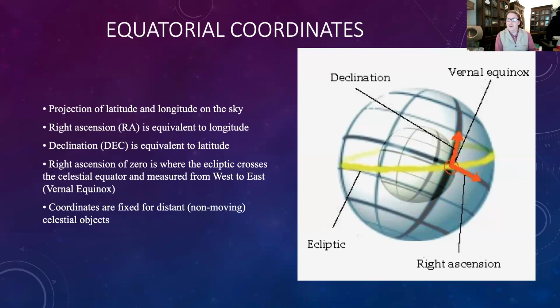And so unlike all of the other coordinates, right ascension is actually given in hours, minutes, and seconds, as opposed to degrees, arc minutes, and arc seconds. The zero point for the right ascension is measured where the ecliptic moves across the celestial equator from west to east, effectively when the sun is moving from the southern hemisphere to the northern hemisphere. Or in simpler parlance, it is also the vernal equinox.